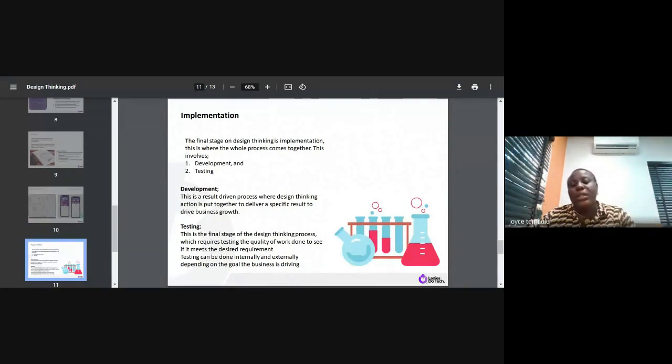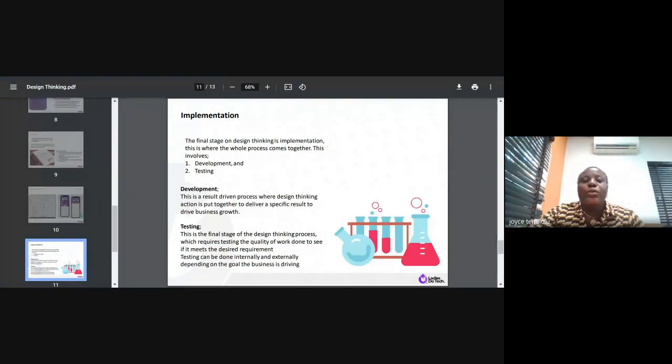So going from all of those stages, we have implementation. The final stage of design thinking is implementation. This is where the whole process comes together. This involves development and testing. Development is the result-driven process where design thinking action is put together to deliver specific results to drive business growth.